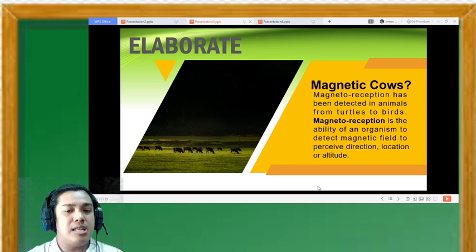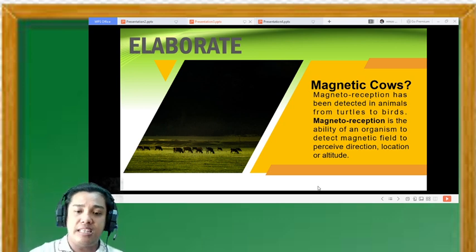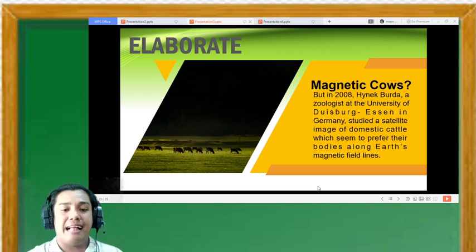So, magnetoreception has been detected in animals. Okay, may na-detect silang magnetic sa isang animal. Hindi lang sa baka, which is turtles, birds, and etc. So, magnetoreception is the ability of an organism to detect a magnetic field to perceive direction, location, or altitude.